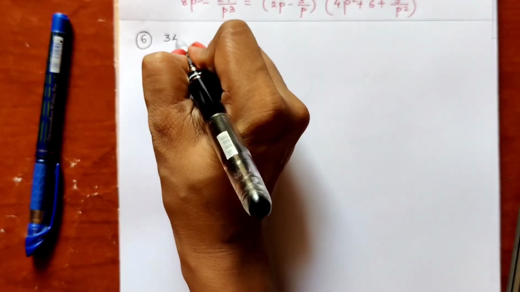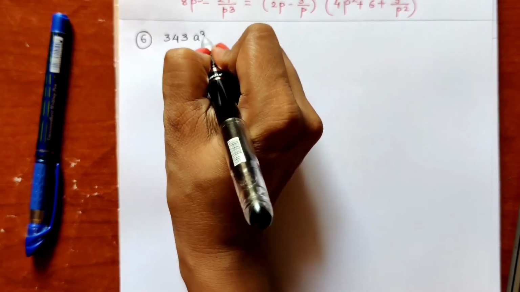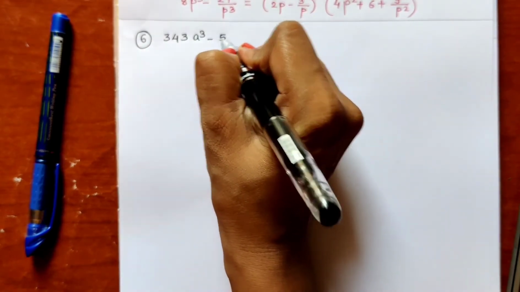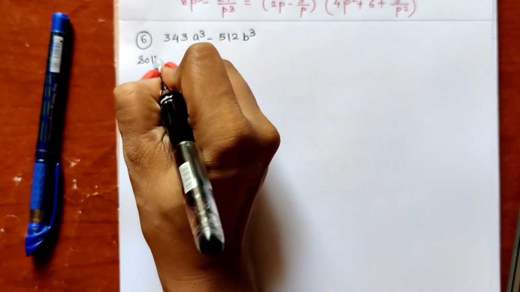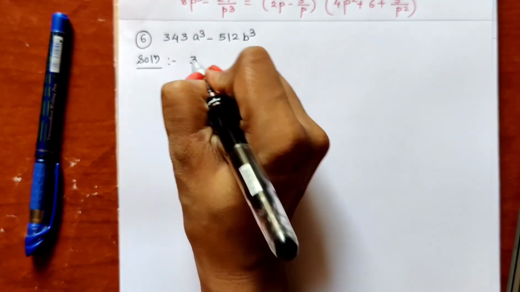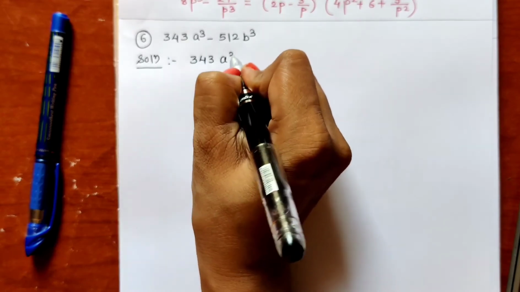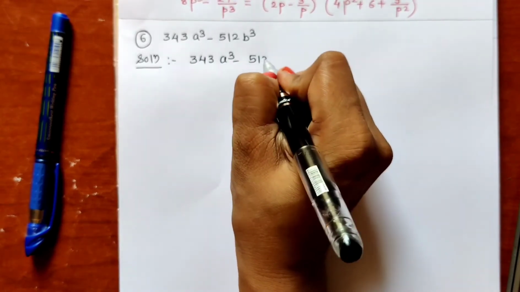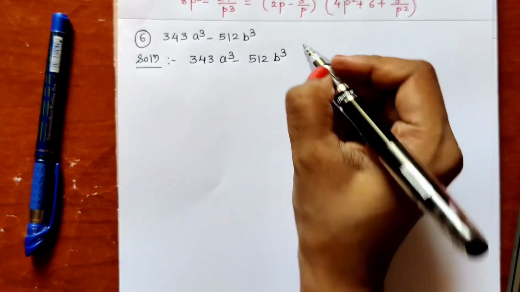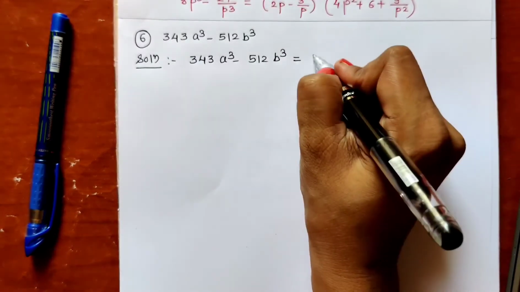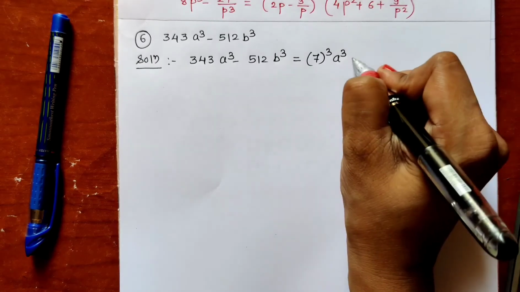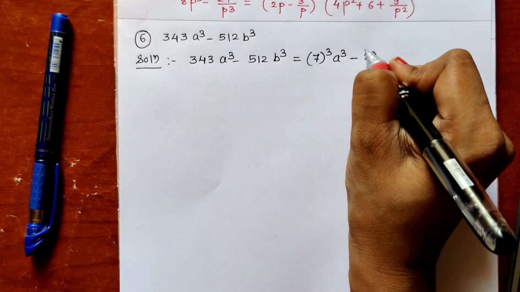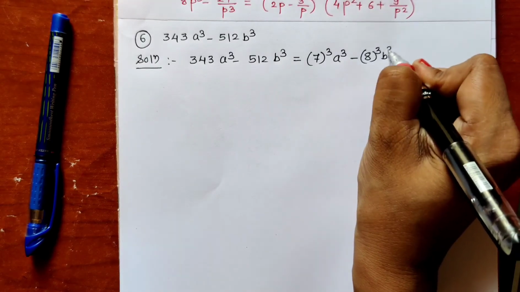343 a cube minus 512 b cube. Solution: 343 a cube minus 512 b cube is equal to, 343 is cube of 7, we all know, so 7 cube into a cube. 512 is cube of 8, so 8 cube into b cube.